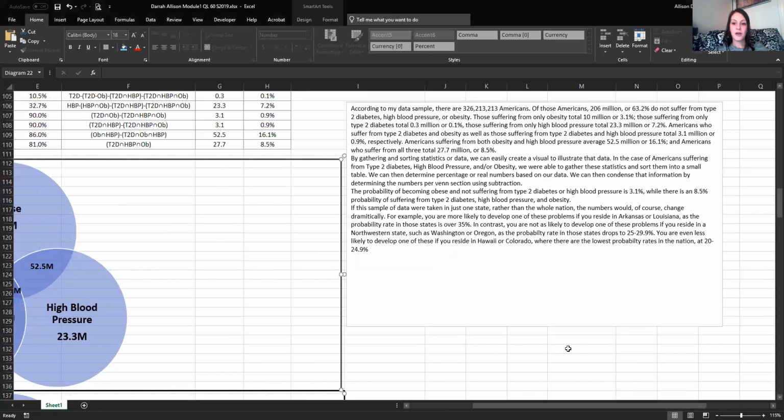In contrast, you are not as likely to develop one of these problems if you reside in a northwestern state, such as Washington or Oregon, as the probability rate in those states drops to 25 to 29.9%. You are even less likely to develop one of these if you reside in Hawaii or Colorado, where there are the lowest probability rates in the nation at 20 to 24.9%.